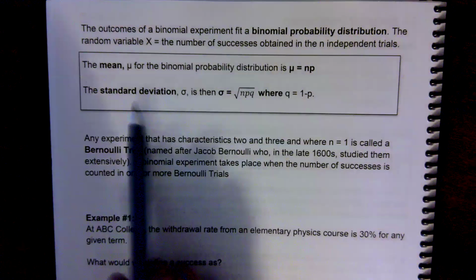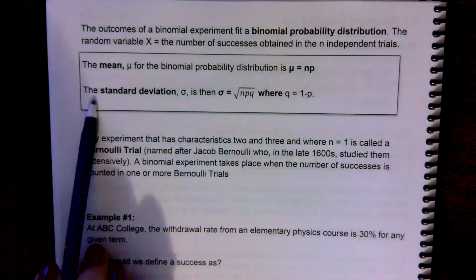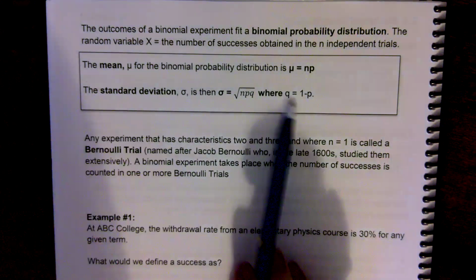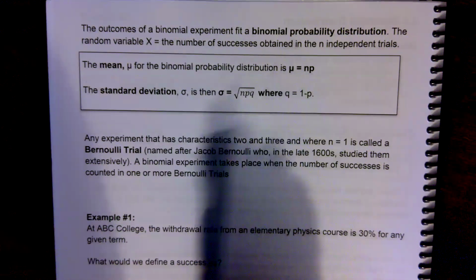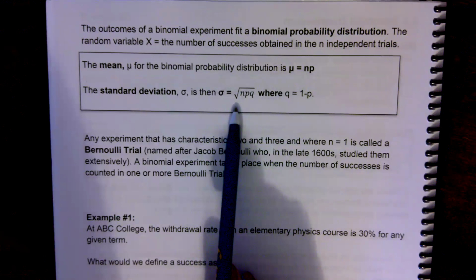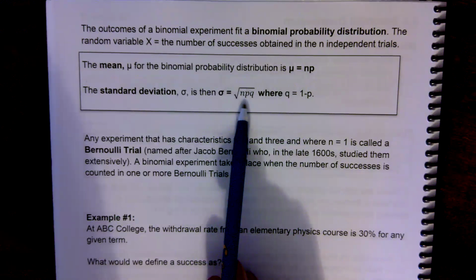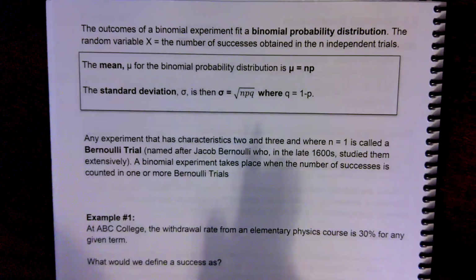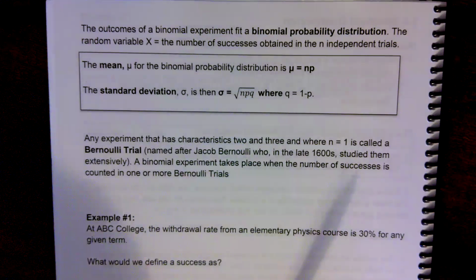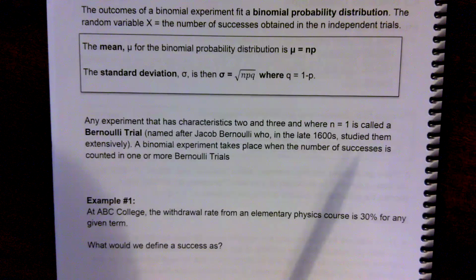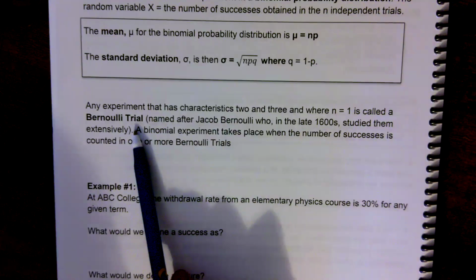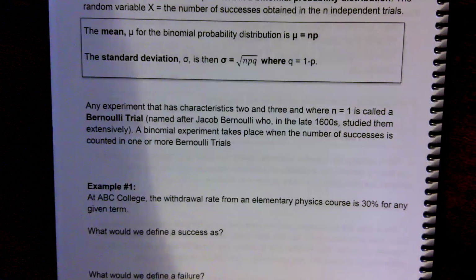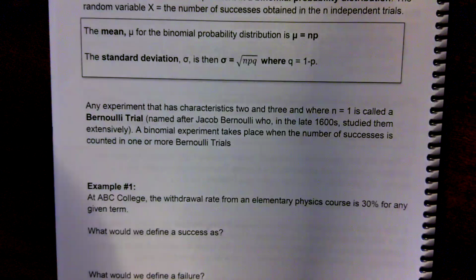So when we're calculating the mean and standard deviation of a binomial distribution, the mean is equal to the number of trials times the probability of success, and the standard deviation is equal to the square root of the number of trials times the probability of success times the probability of failure. We're going to look at this later on down the road. A binomial experiment, when we are only running it one time, is called a Bernoulli trial. And we're going to do many Bernoulli trials because we're going to run it more than one time.